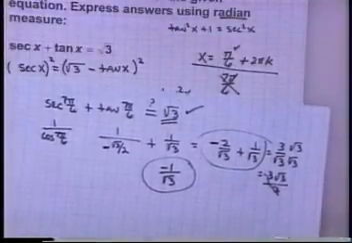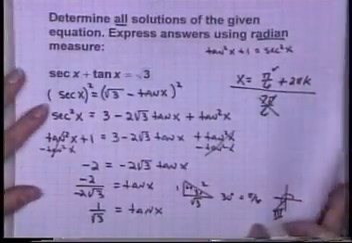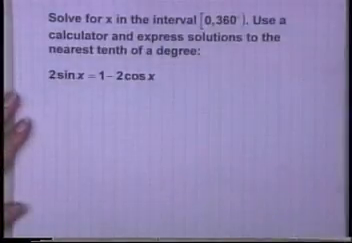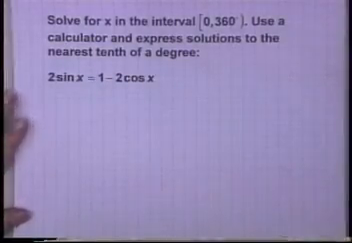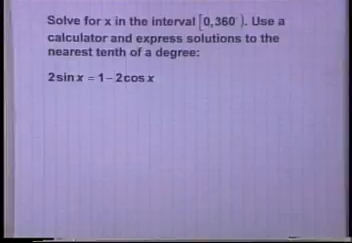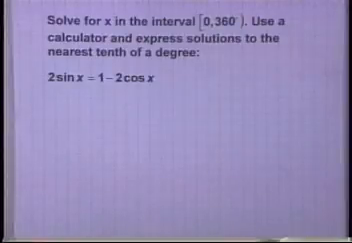I've got one more equation that I want us to do. And it's similar to this one that we just did. We're solving for x in the interval 0 to 360 degrees here. And we want to use a calculator on this one, it says, so we're not going to get necessarily an angle that we recognize. But let's look at this thing.